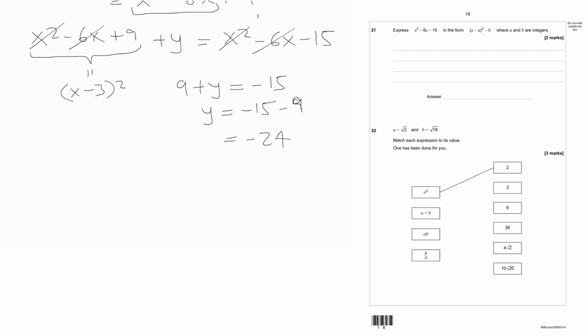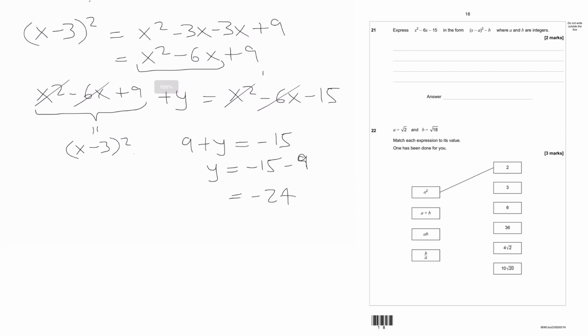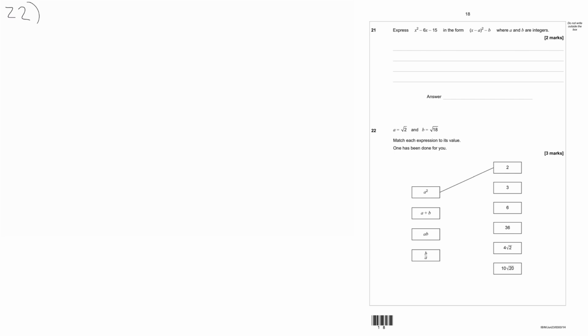And so if we go back to the top, we can write x squared minus 6x minus 15 as x minus 3 squared plus y, which is minus 24. Moving on to question 22, and we're told that a equals root 2 and b equals root 18. And we're going to match each expression to its value. So we're told that a squared is equal to 2. What about a plus b?